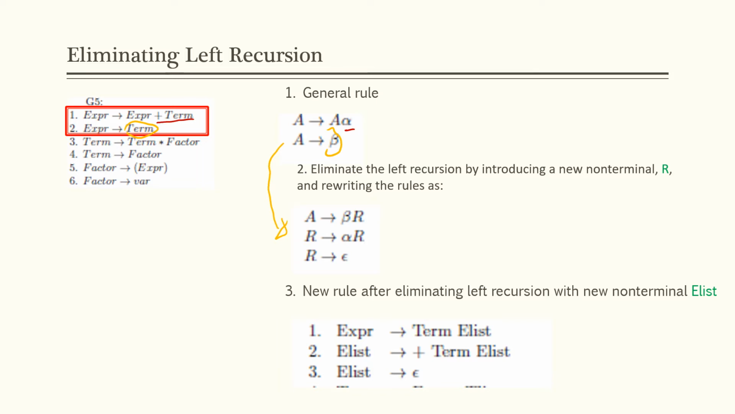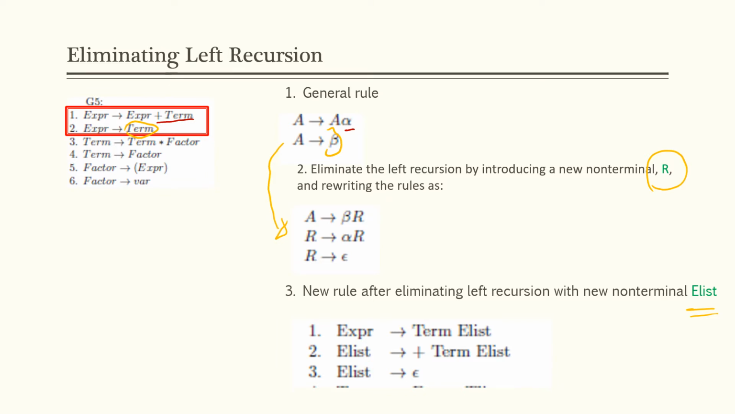Okay, let's look into number 3. So the new rules after eliminating the left recursion for G5. In here we want to introduce a new non-terminal called E-list. Remember it's step 2. In order to eliminate the left recursion, we need to introduce a new non-terminal. So in this case for G5, we will introduce a new non-terminal called E-list. E is expression, expression list.